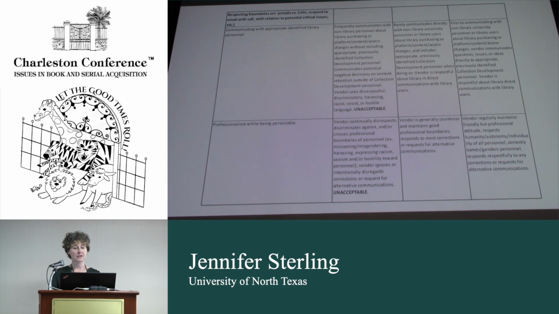And I'll point out that in this particular, both of these subcategories, at the low end, instead of it being not ideal as we had on the previous subcategories, we do have an unacceptable criteria. And if you see there, I know it's probably hard to see because of all the text, but those would be if the vendor uses disrespectful, discriminatory, harassing, racist, sexist, or hostile language. We did label those as unacceptable. We felt that that was important.